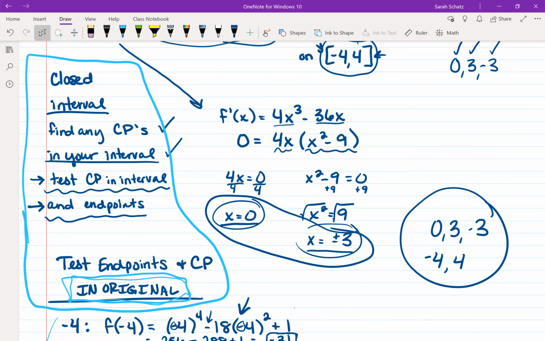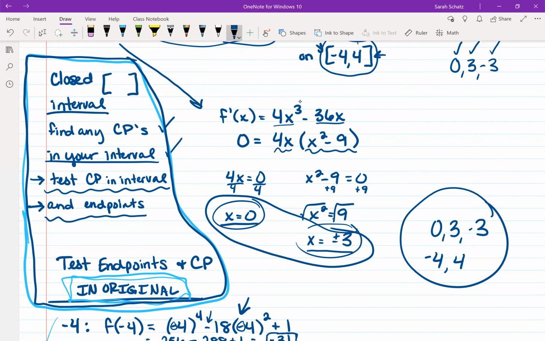You guys, you're going to know in your homework if it's a closed interval because it has brackets. And if it has brackets, it's going to say... Oh, yeah, that makes sense. Yeah, sure, I can do that. You guys, if you have closed brackets and you see the word absolute, this is the sequence of steps that you are going to take.